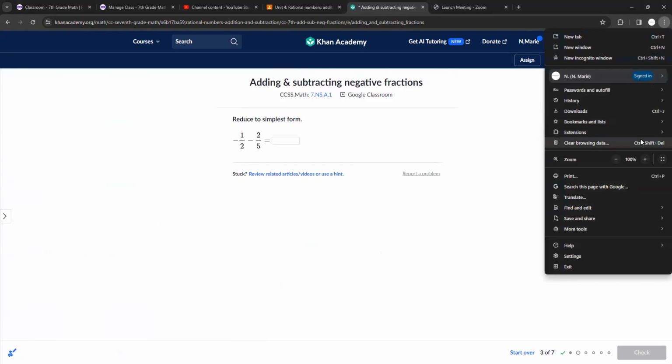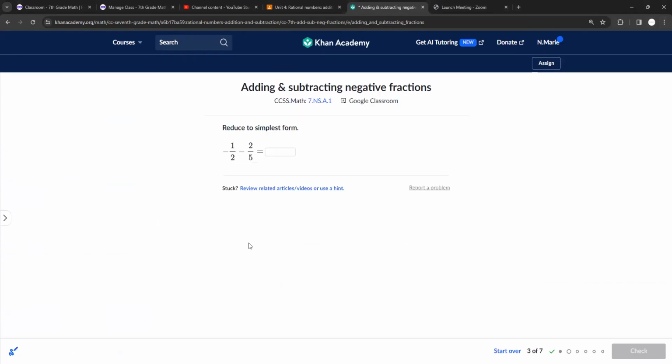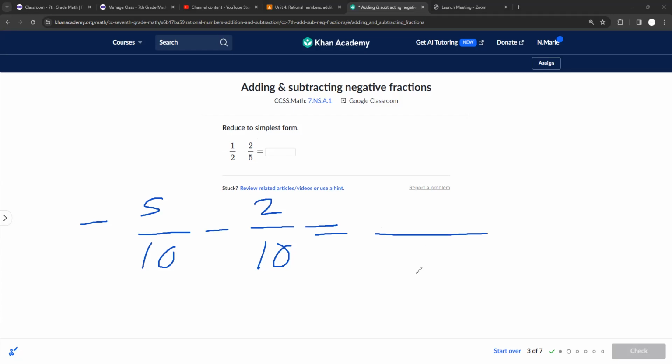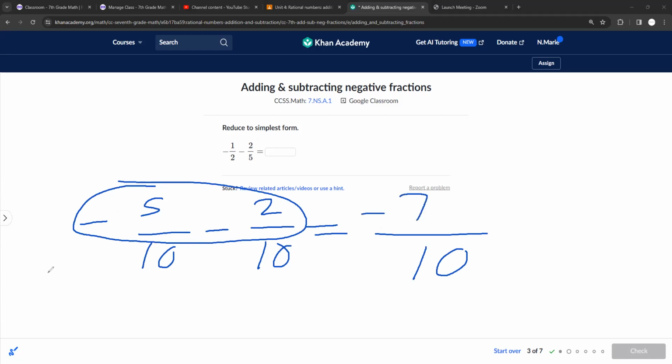Adding and subtracting negative fractions. Okay, you should already know how to do fractions. This is 7th grade math. That's something you learn in elementary school. They teach you to make these have common denominators. Common denominator here would be 10. Multiply that first fraction by 5, second one by 2. And so rules of fractions still apply. Denominator stays the same. Really what you're doing is subtracting the numerator. What's -5 minus 2? -7.